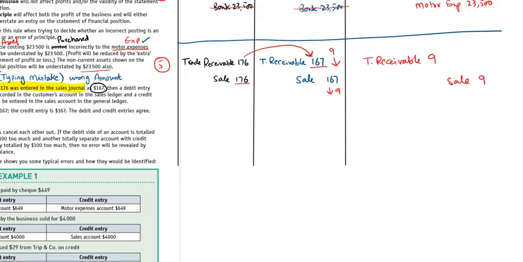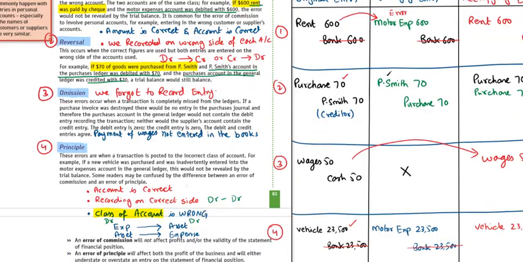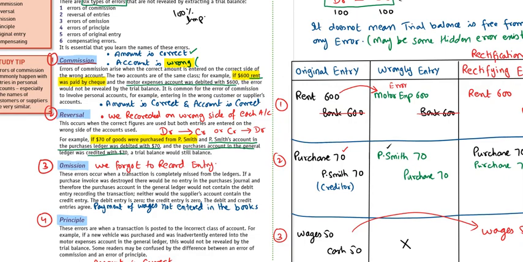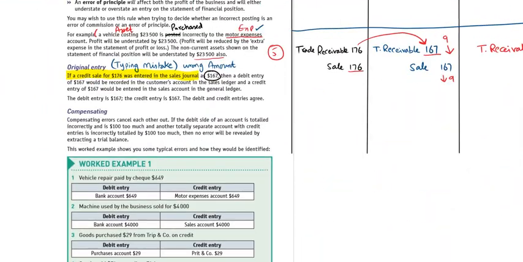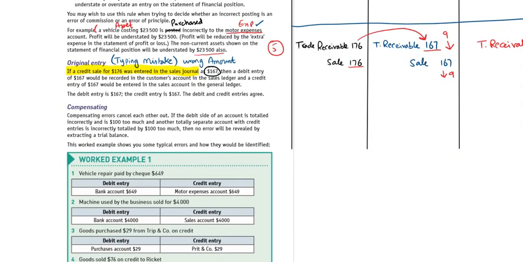Yes, students, any confusion in this entry, in this correction? This is the error of original entry. Here is error number 4. Here is error number 5, error of original entry.